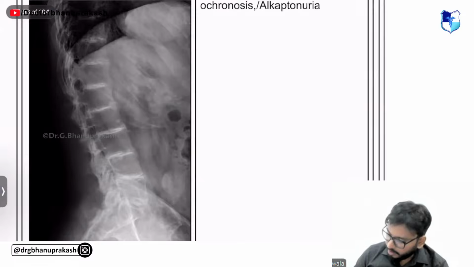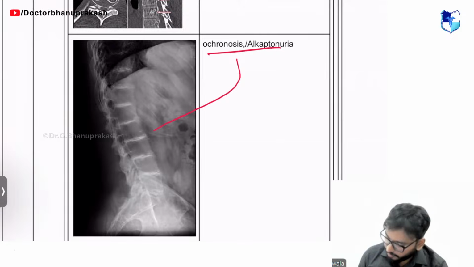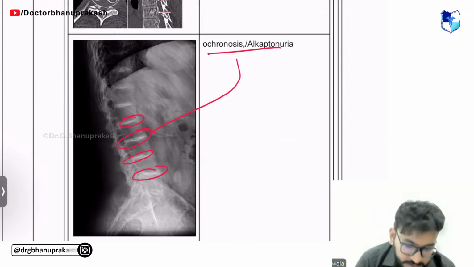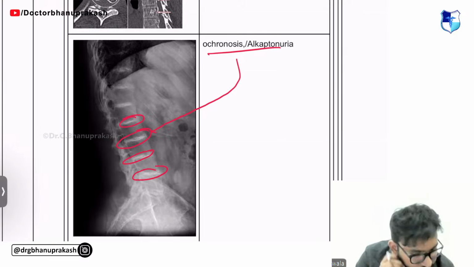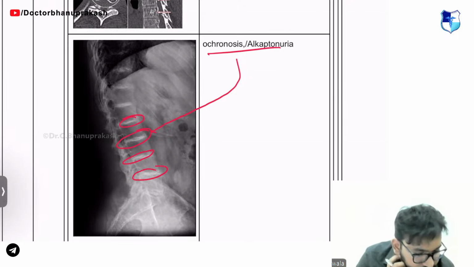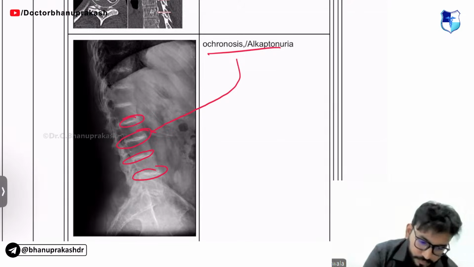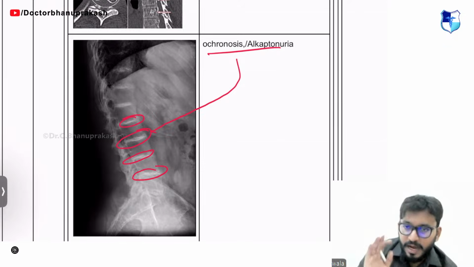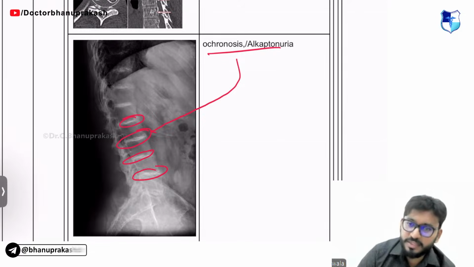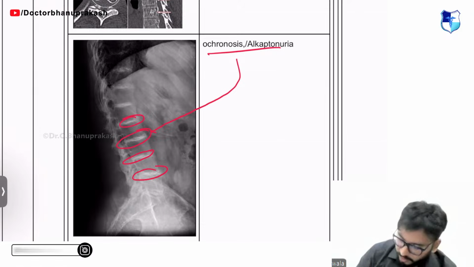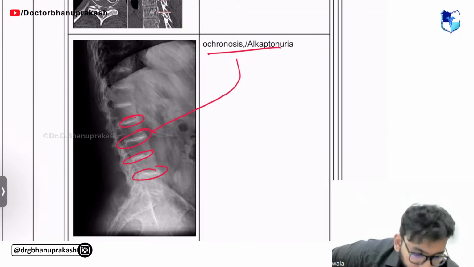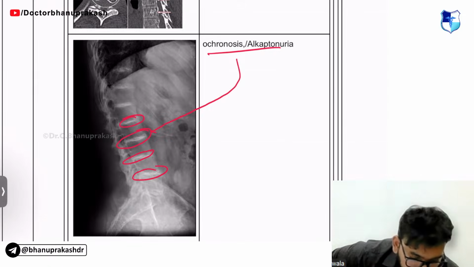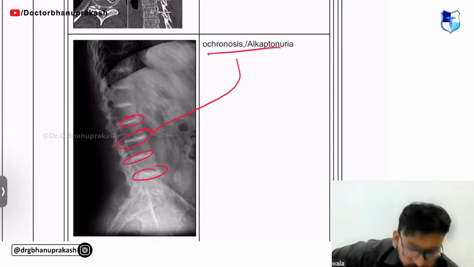Okay, look at this. Ochronosis or alkaptonuria shows you something. What is this? What am I trying to highlight, guys? Come on, tell me this. Scurvy, you will see the signs of scurvy. Chevron sign is usually associated not with scurvy. Okay, it is not associated with scurvy. Come on, guys, tell me. What am I trying to show you? What is this? Come on.